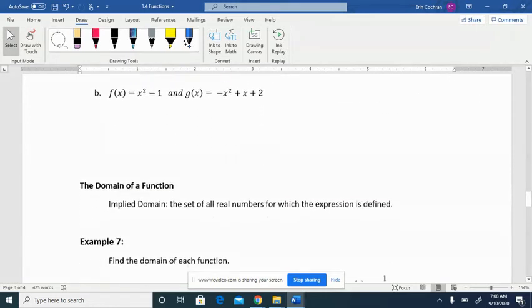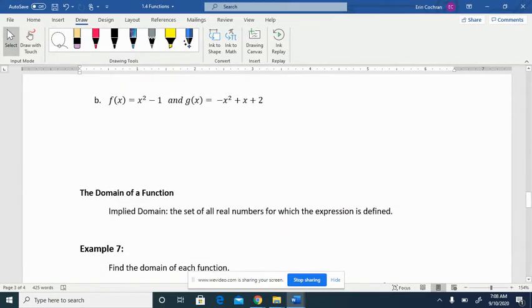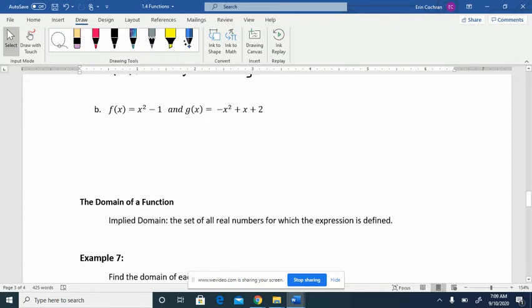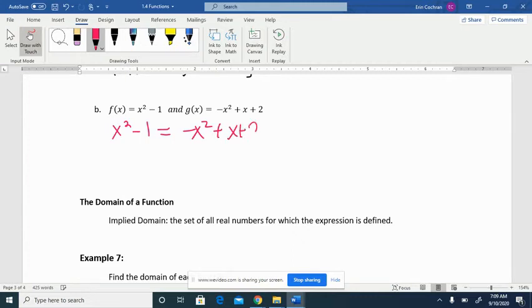Okay. Let's do the exact same thing for part B. So my f of x is x squared minus 1 equals my g of x, which is negative x squared plus x plus 2. Bring our x squared over, so I'm going to add it. So that would be 2x squared again. Subtract my x over. Subtract my 2 over, minus 3 equals 0.